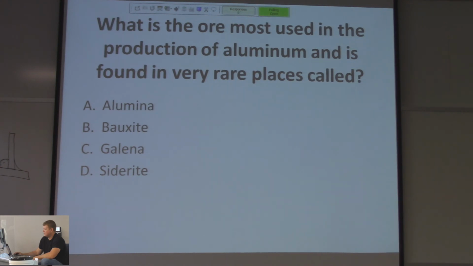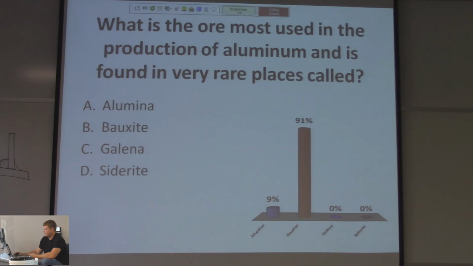What is the ore most used in the production of aluminum and is found in very rare places called? Alumina, bauxite, galena, siderite. Apparently I didn't put a countdown there. 91% of you still got it correct, as bauxite is the most common aluminum ore.